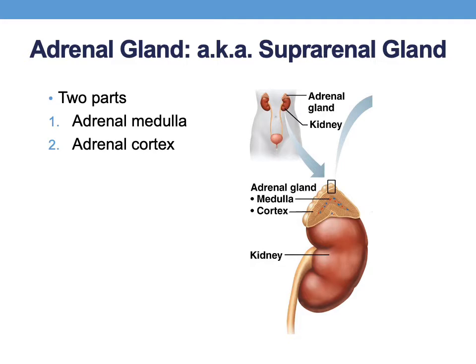It's located on the superior aspect of the kidneys. It's bilateral. There's one on top of each kidney, and it kind of looks like a party hat to me. It has two distinct parts: a medulla, which is the center portion, and a cortex that surrounds the medulla.